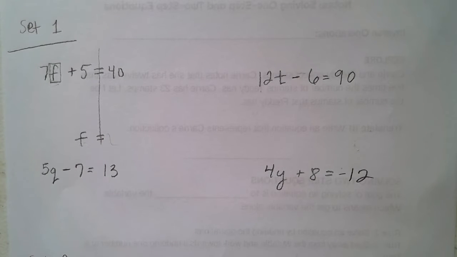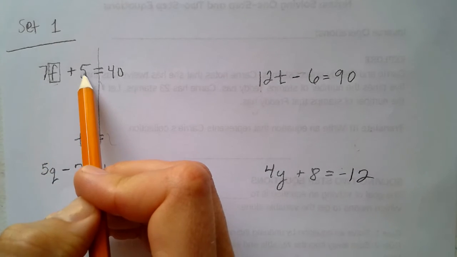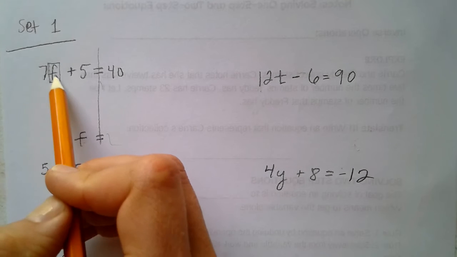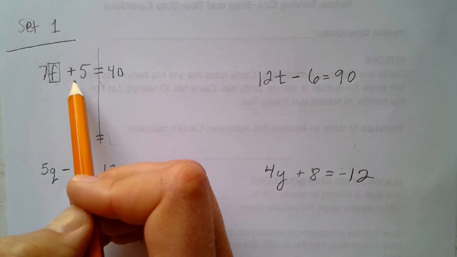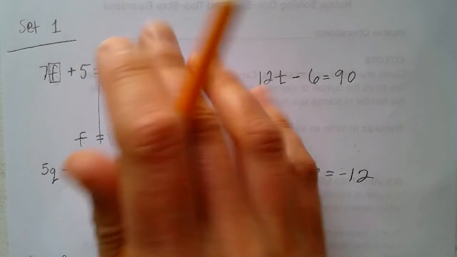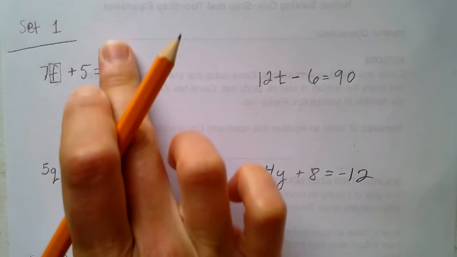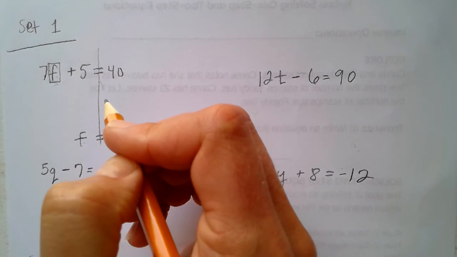So we're going to start by reading this. And when I read this, it says 7 times f plus 5. So the 5 is the last thing I said. The 5 is applied to the variable after the 7. So the 7's applied to it, and then you're adding 5. So let's start by working our way. We start further from the variable and work our way towards it. All along, this 40 is always going to stay over here on the right. So let's start by subtracting 5 from both sides.